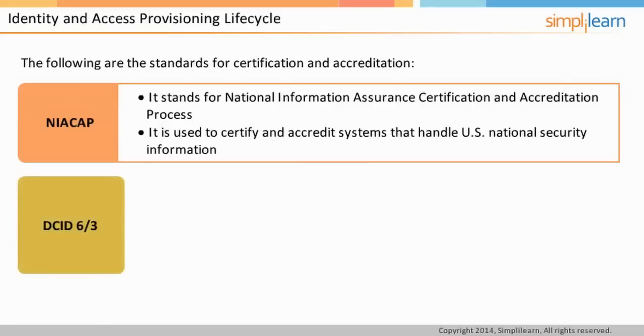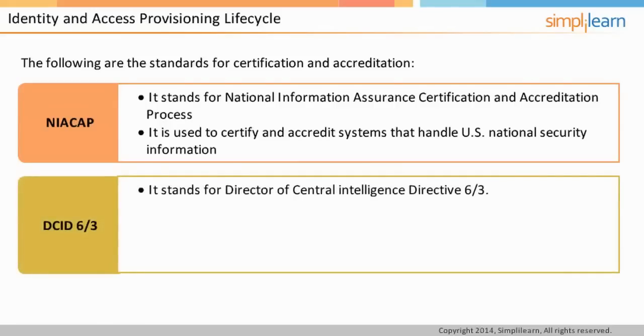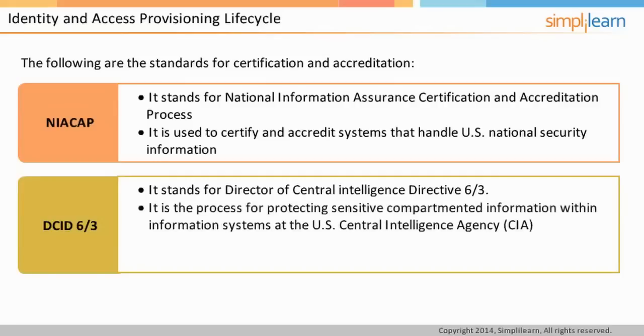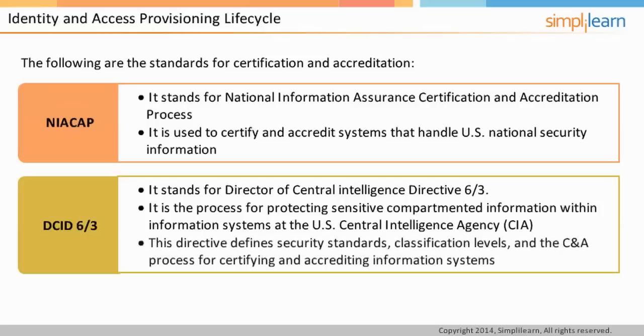DCID 6/3 stands for Director of Central Intelligence Directive 6/3. It is the process for protecting sensitive compartmented information within information systems at the United States Central Intelligence Agency, or CIA. This directive defines security standards, classification levels, and the C&A process for certifying and accrediting information systems.